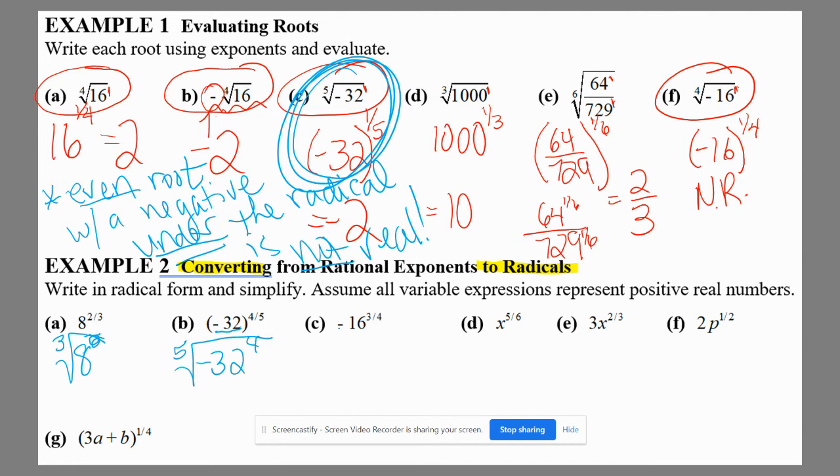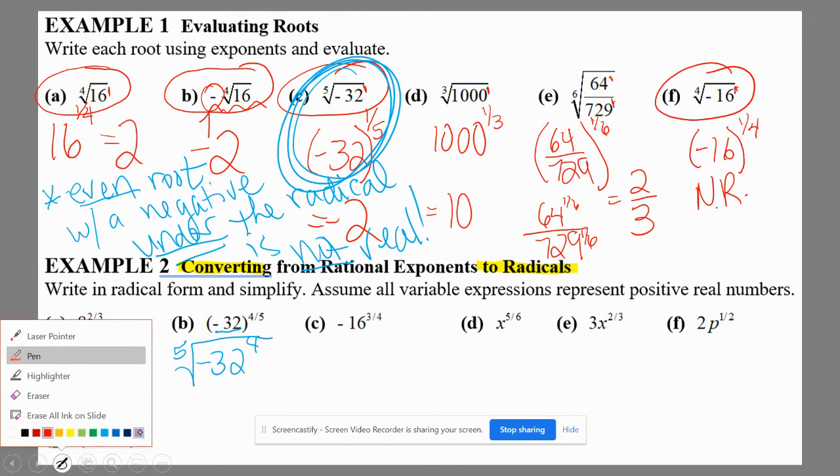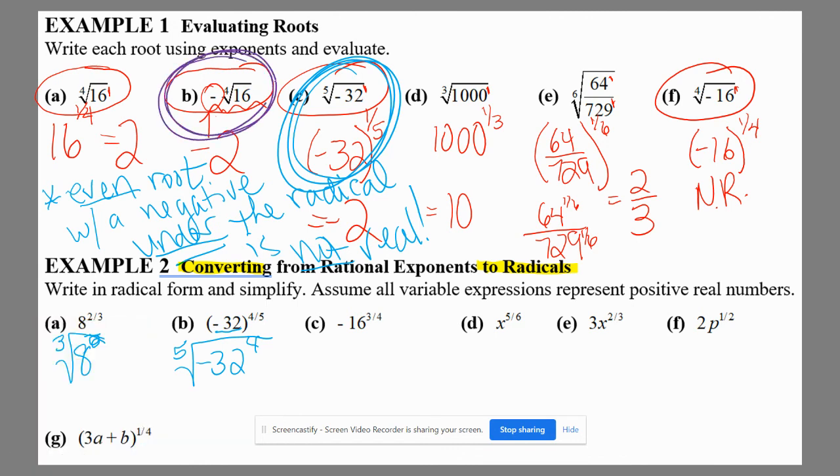Letter C. This negative is not grouped with the 16. So this letter C is going to look similar. Oops, let's get a different color. Let's do purple. To letter B up here, that negative is going on the outside of the radical. Our base is 16. The power is 3. The root is 4.